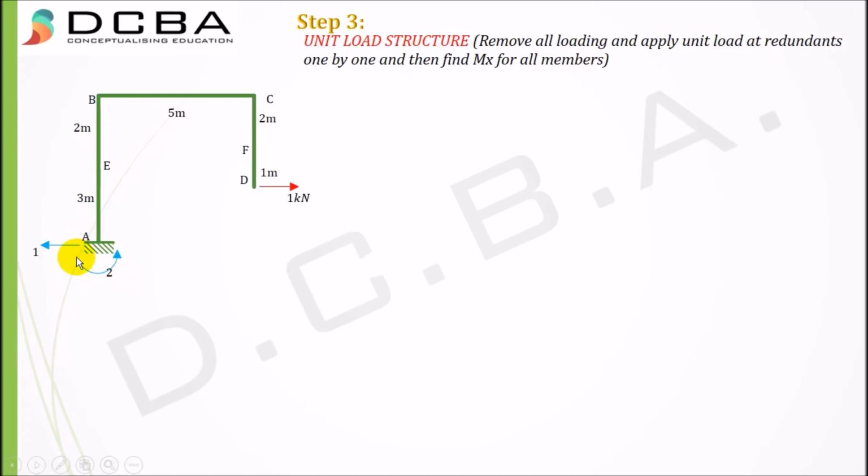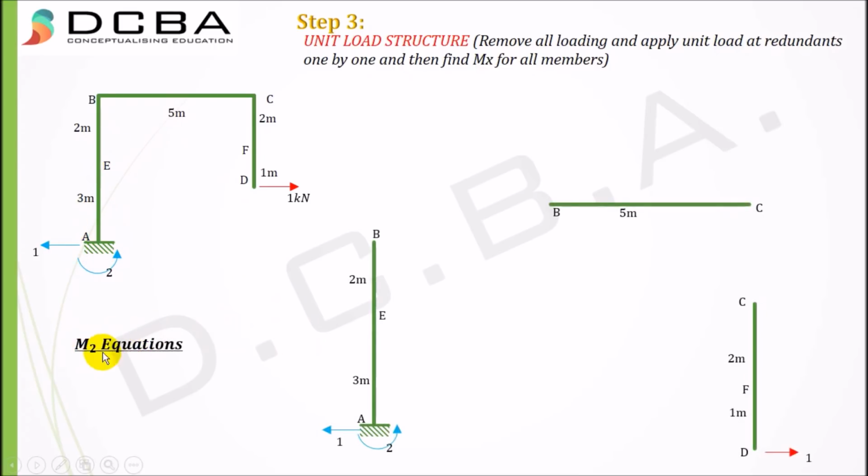Okay, I hope you know how to find these reactions. This is very basic. Now we need to find the mx equation for all the members again. These would be M2 equations. Finding the reactions at this point again, 1 rightwards and 3 anti-clockwise. So mx for AE, starting x from A, I get mx equal to x minus 2, and starting x from B for EB, I get mx equal to minus, okay, it's 3 minus x, right?